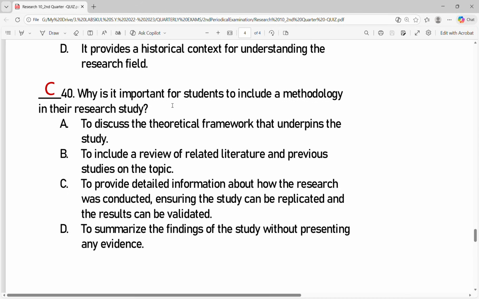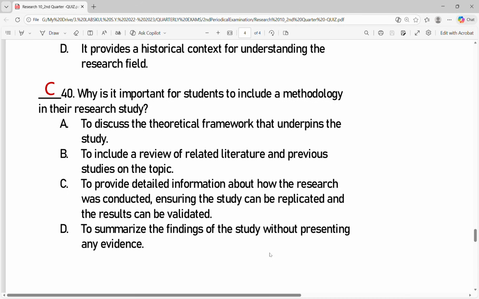And for the last item, why is it important for students to include a methodology or the entire process of how you conduct your study in this research study? So the answer here is letter C, to provide detailed information about how the research was conducted, ensuring that the study can be replicated and results can be validated.